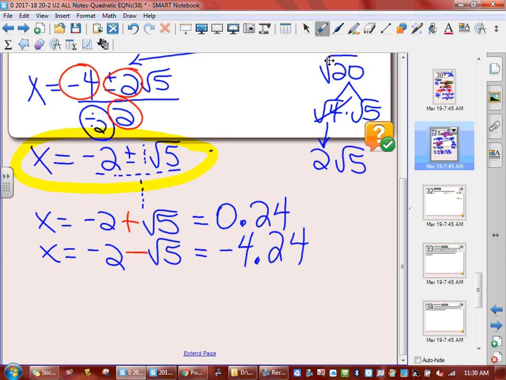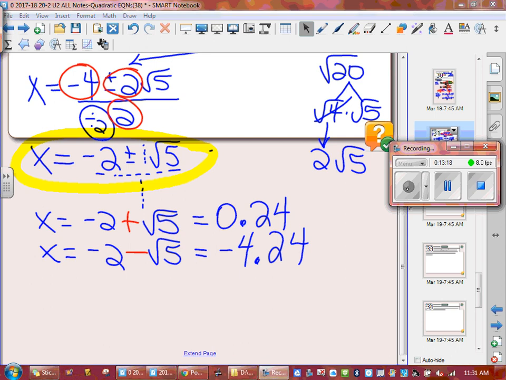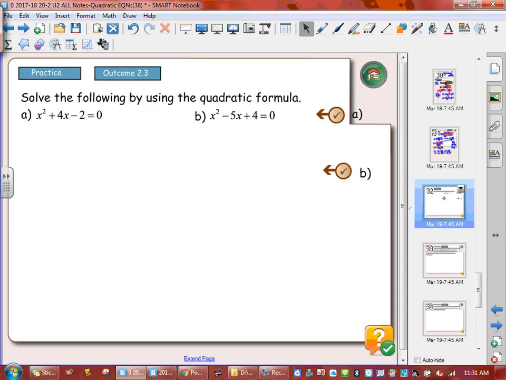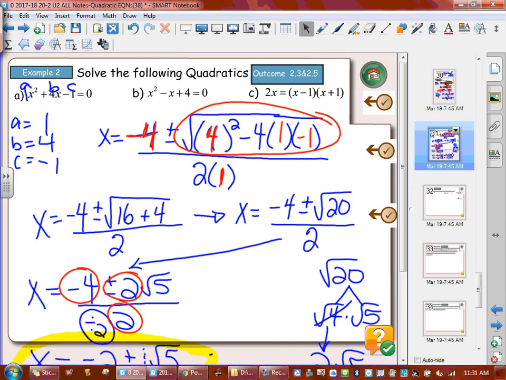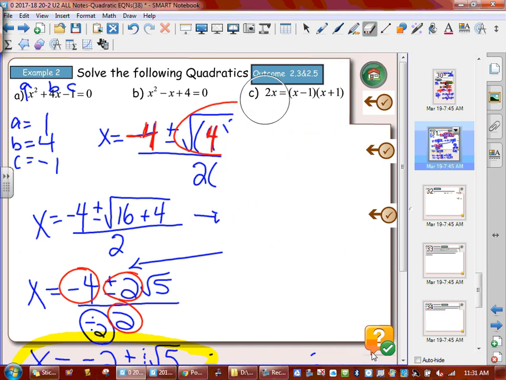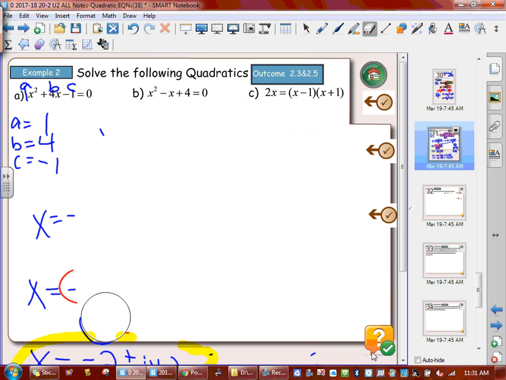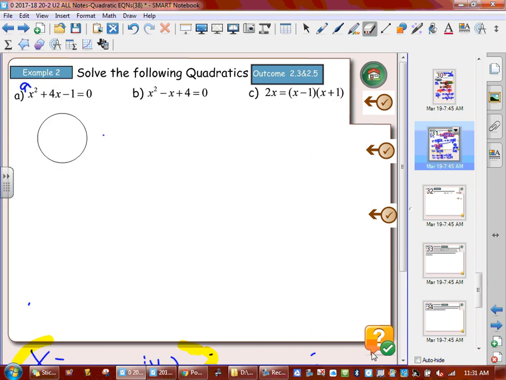Give me a moment to write that down. All right, we have one more example left here, letter C. So I'm going to erase everything here so that we can tackle letter C. Now, letter C is a little bit more difficult, as I mentioned, because it doesn't equal 0, and all of our equations have to equal 0.